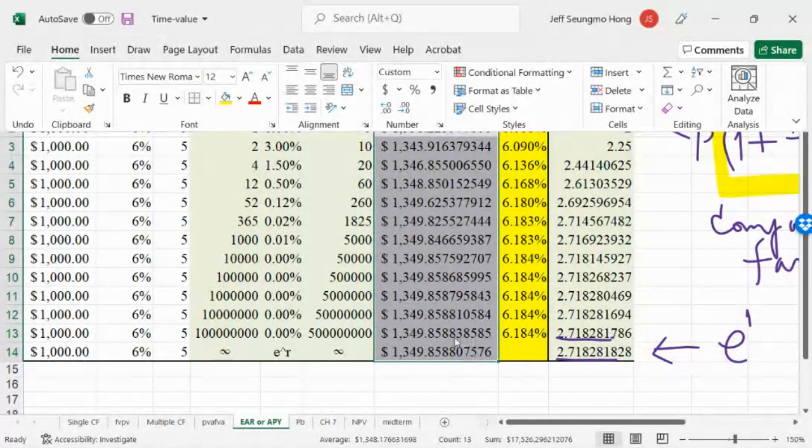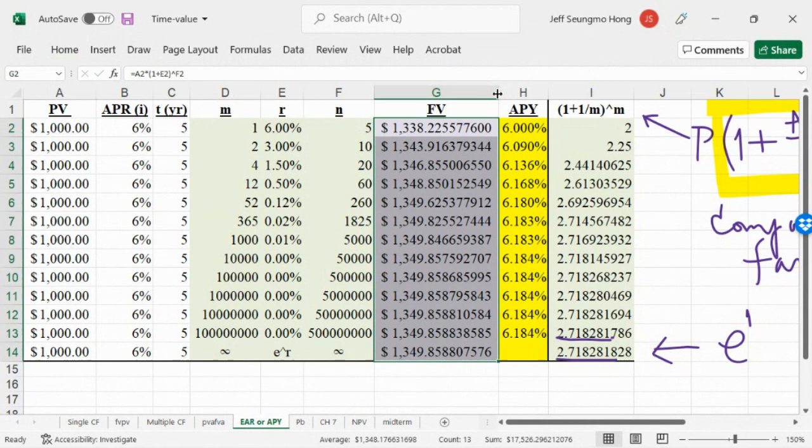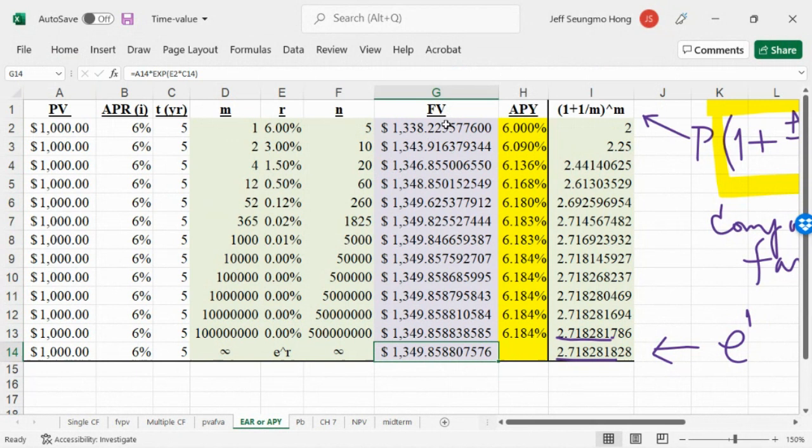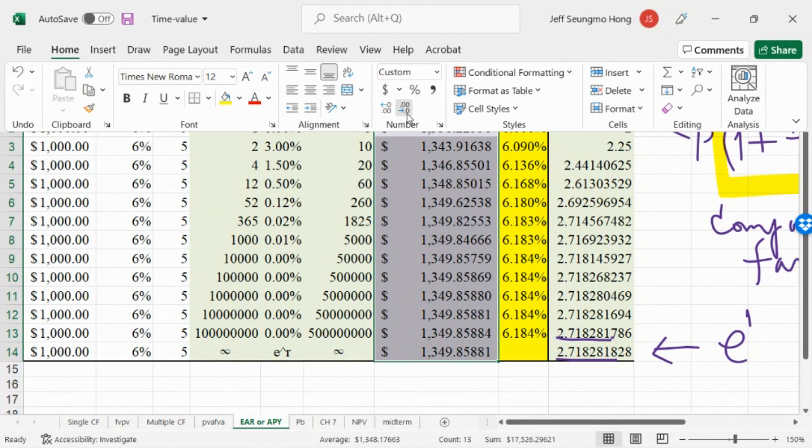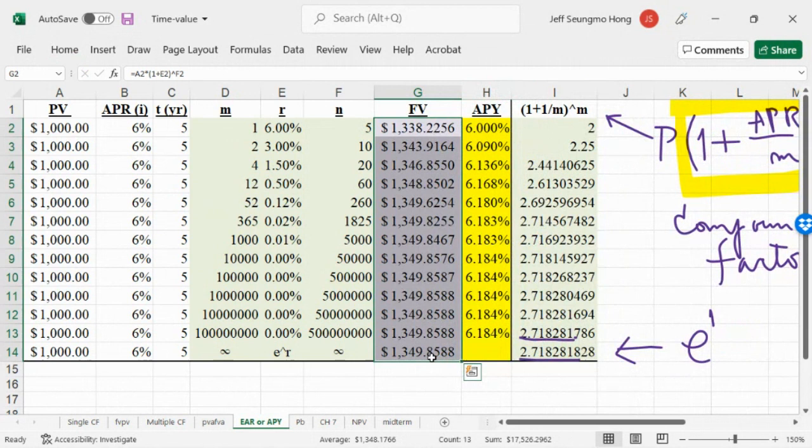That's sort of weird, but that means, again, infinity doesn't necessarily make it infinitely large. Actually, it's got a limit. So pretty much the limit is found somewhere around 2.718281828.